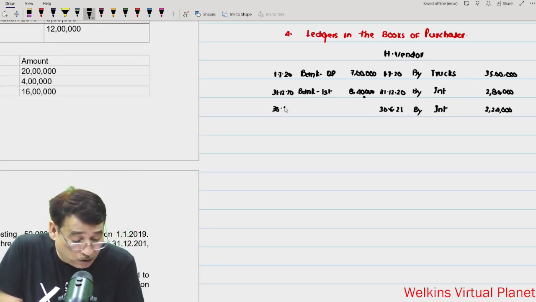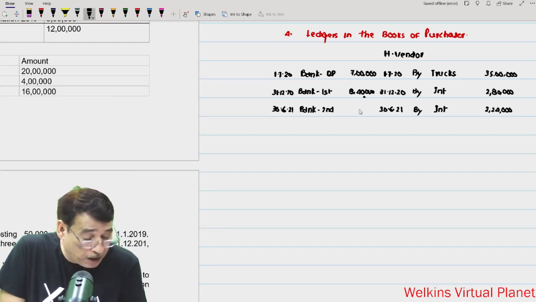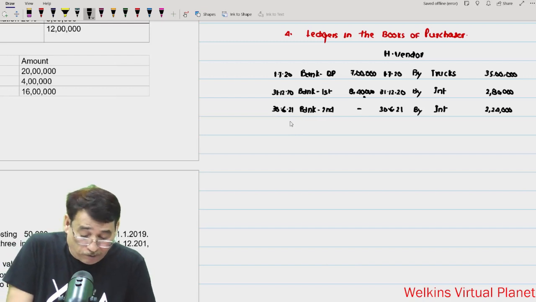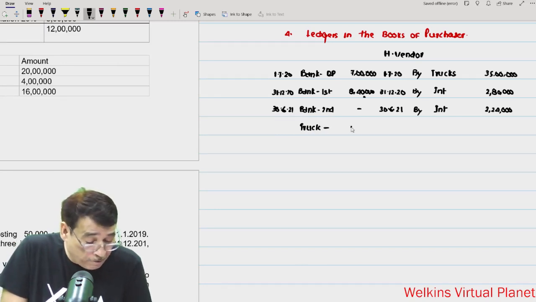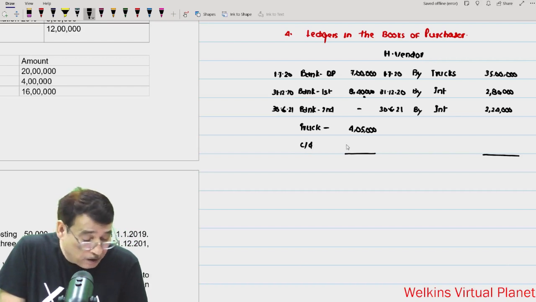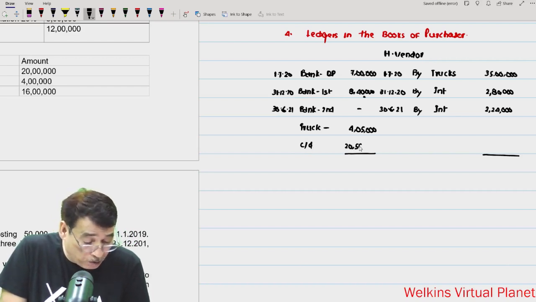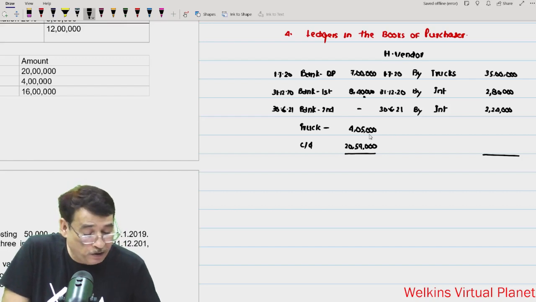And then on 30th of June 2021, I am supposed to write here to bank. The second installment I was supposed to pay, but I didn't. So because of that, the vendor will take back some trucks. He took 3 trucks at a valuation of 4,05,000. So whatever balance we now get, this balance will reflect the amount which we are still supposed to pay to the hire vendor against the 4 trucks which we are keeping with ourselves. Is it clear to you or not?